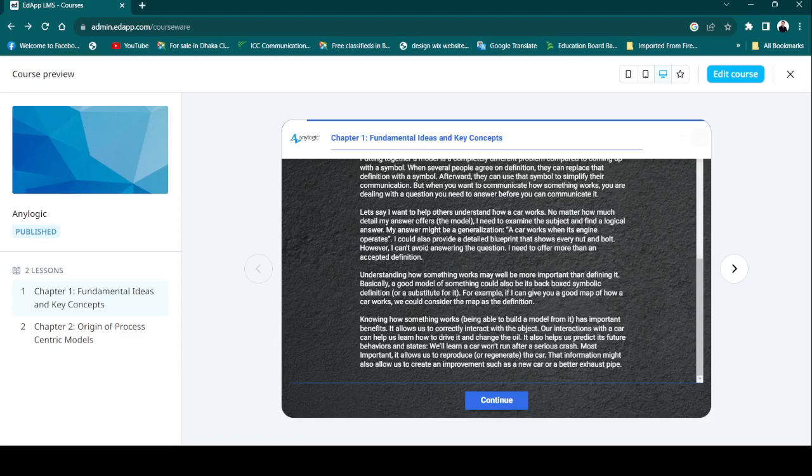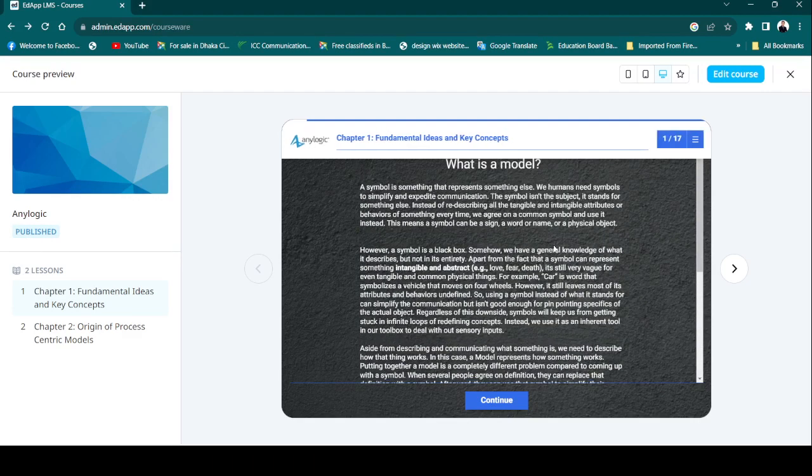Hello, welcome to chapter 1, Fundamental Ideas and Key Concepts. So, we're going to start with what is a model.